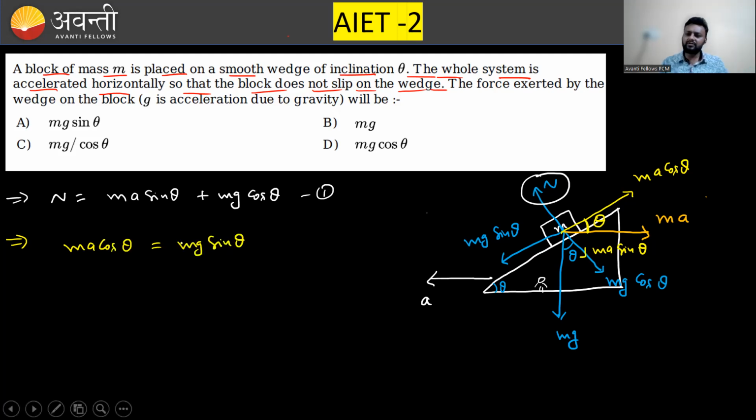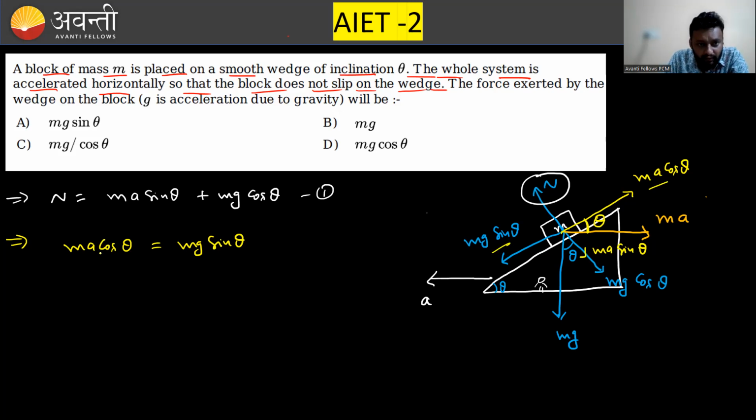Sir, how are these forces equal? Because the block is not moving, the block is at rest. That means the horizontal forces and the vertical forces must be in a balanced state. The sum of horizontal forces must be zero. Similarly, the sum of vertical forces must be zero. That's why I'm applying this here. Horizontal forces: mg sin theta and ma cos theta both must be equal.